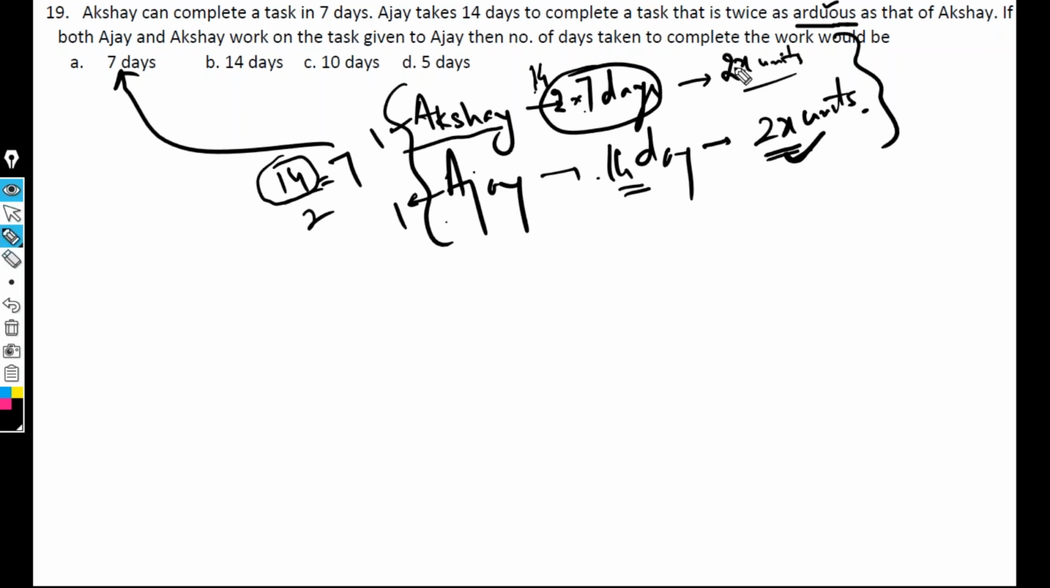Madhu, I am multiplying it by 2 because I am given that both Ajay and Akshay are going to work on the task given to Ajay. So Ajay is given a task of 2x units. I know Ajay can complete 2x in 14 days. So I need to find the time taken by Akshay to complete the very same work. So that's why I multiplied both sides by 2, because Akshay can complete x units in 7 days. If your work is getting doubled, your time also doubles.